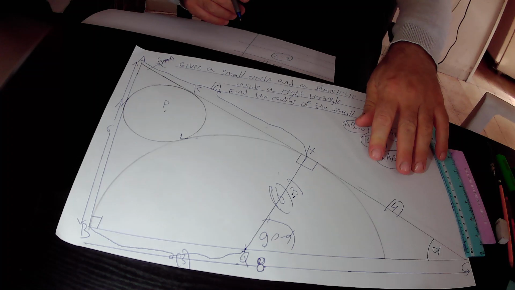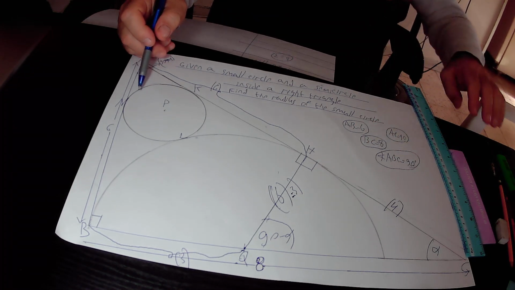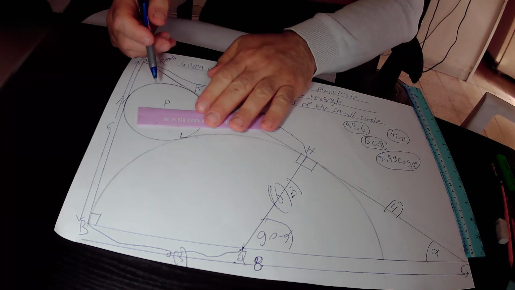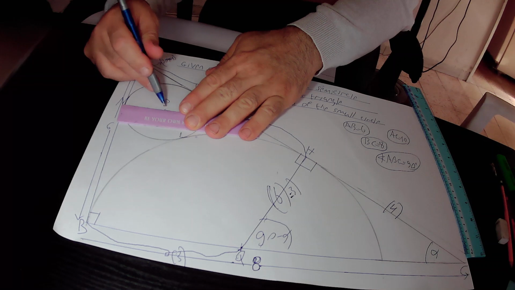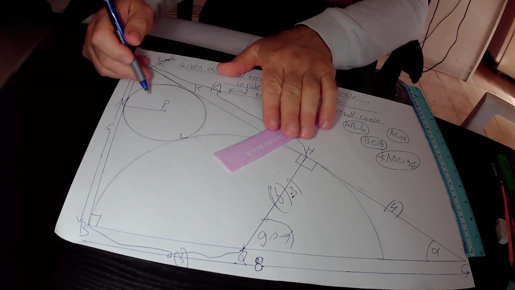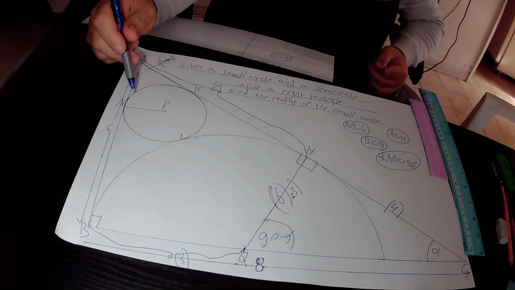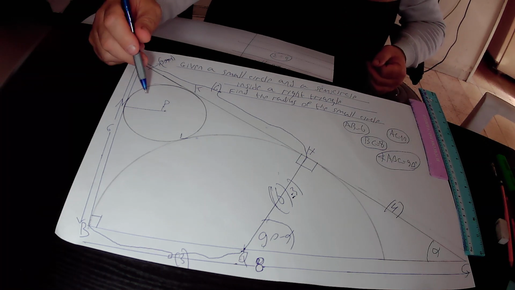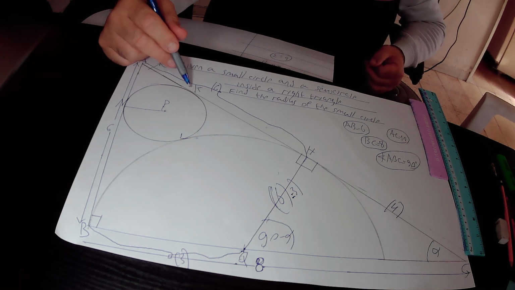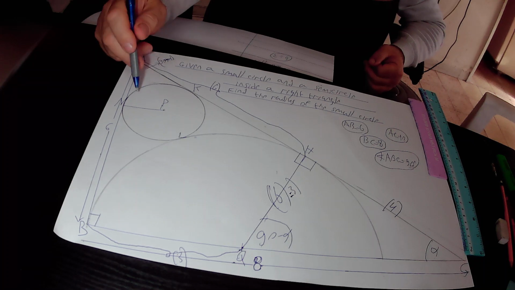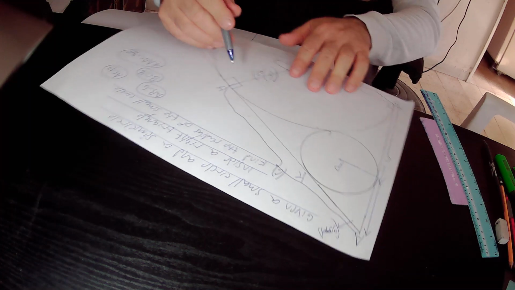In the next step, we will join points P and N together by a straight line. Point P is the center of this small circle. Point N is the point on the small circle itself. Therefore, PN is the radius of this small circle. We will define the radius of this small circle as A. Therefore, PN equals A. A is the radius that we are looking for in this question.